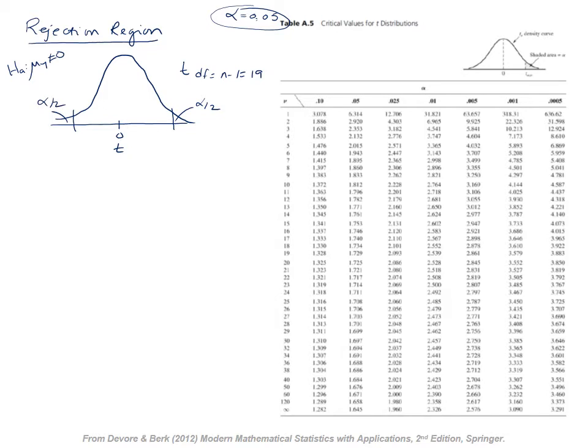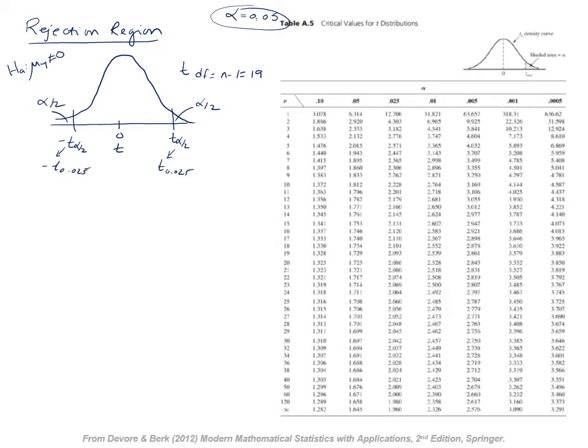This is to find the t critical values that I need. This guy's going to be t alpha over 2, and this guy's going to be minus t alpha over 2. And my alpha was 0.05 here, so that means this guy is t 0.025, and this is minus t 0.025.